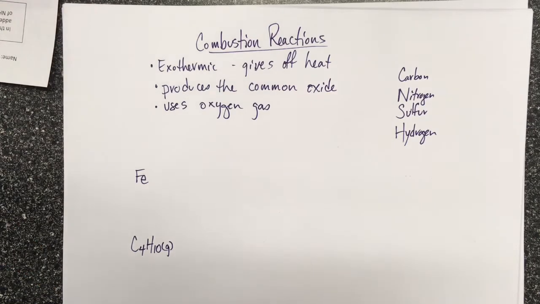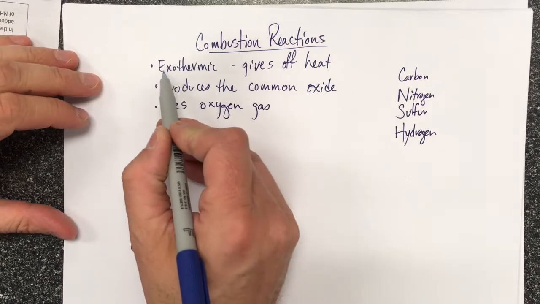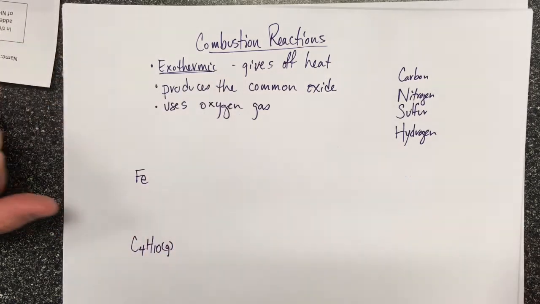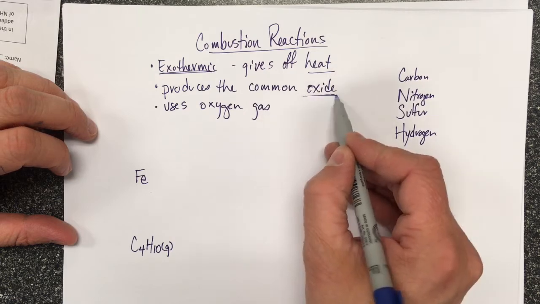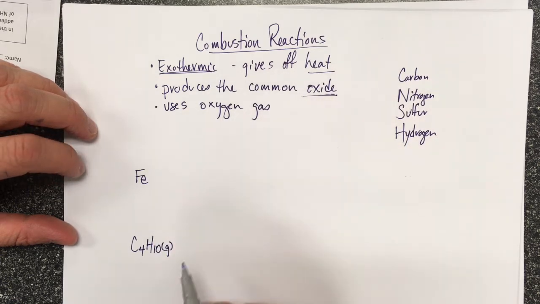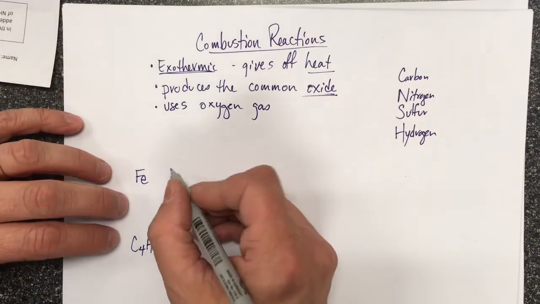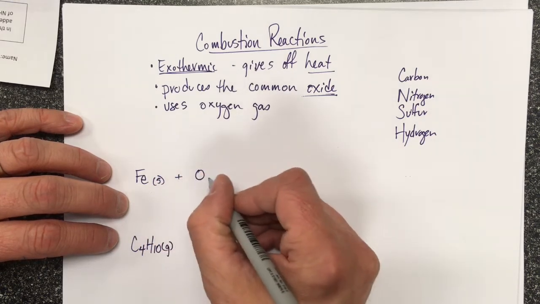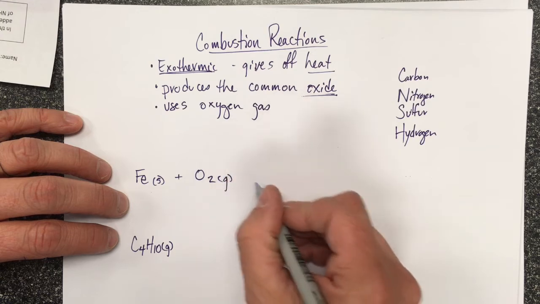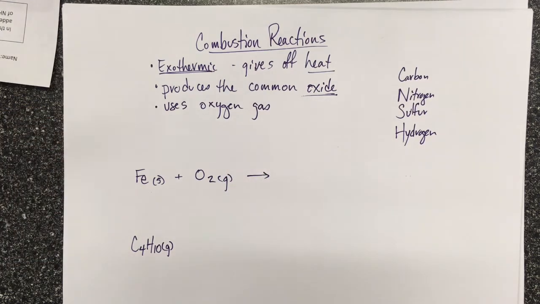In this video, we're going to quickly go over combustion reactions. Now, combustion reactions are almost all exothermic, so they give off heat. They produce the common oxide, and they use oxygen gas. So if we have the combustion of a metal, it'll be the reaction of the metal with the oxygen.